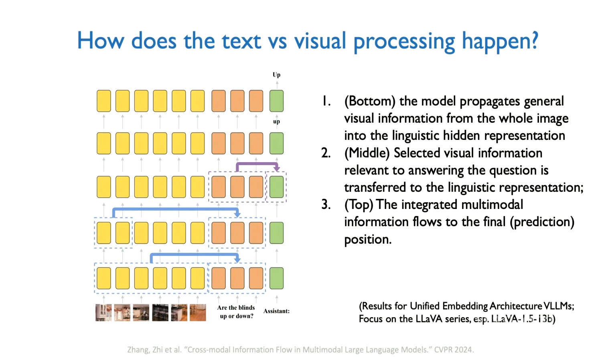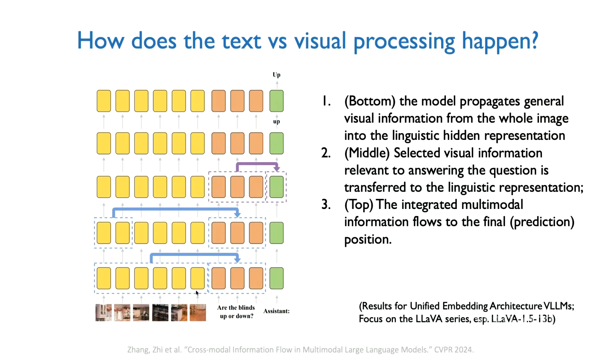Where is the text having a role? Where are the visuals having a role? So this is a schematic based on the lava models by this one piece of work. It's simplified because it's only showing 5 layers, and these things usually have like 32 layers. But what they're showing here is the input. This is for the unified embedding architecture, not the one with cross-attention.